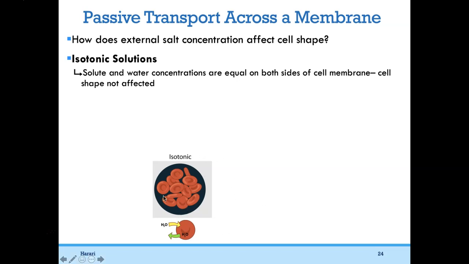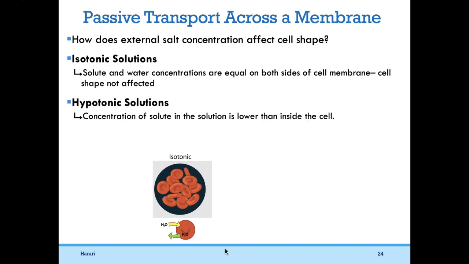So we like isotonic. And in the case of red blood cells, that's a 0.9% salt solution. So if you were to take red blood cells and put them in a 0.9% salt solution, they would not change shape. However, if you put them in a regular water solution, like just neutral water, if you put red blood cells in tap water, which has 0% salt, that means the solution would be hypotonic. There's less salt in the water than inside of the cell.